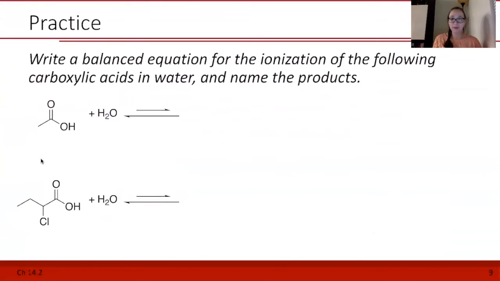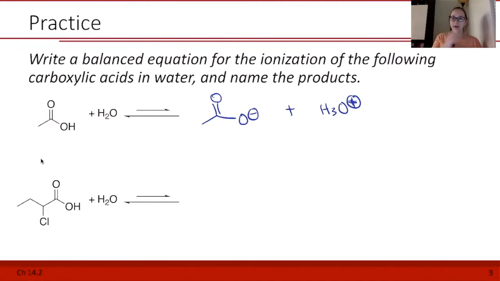So let's do a couple quick practice predicting the products of these equations. Write a balanced equation for the ionization of the following carboxylic acids in water and name the products. So there we go. If we mix a carboxylic acid, acetic acid, with water, we're going to get our carboxylate ion and H3O+. That's going to be our product.